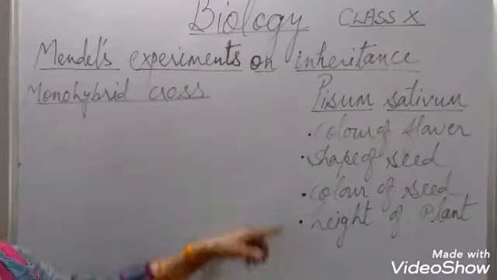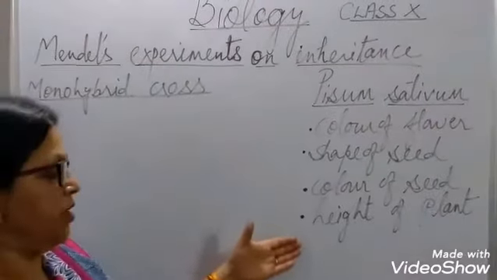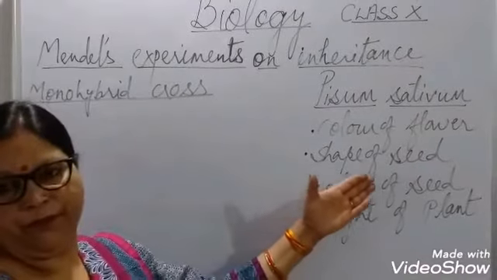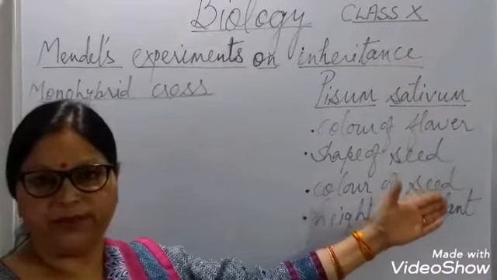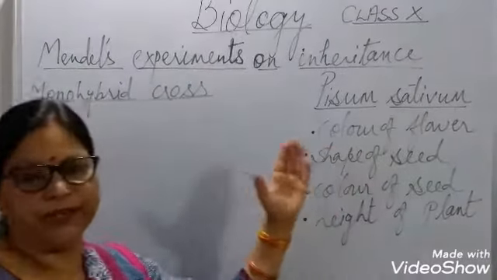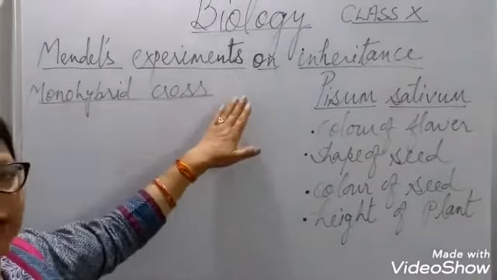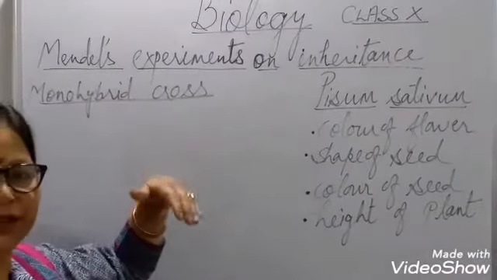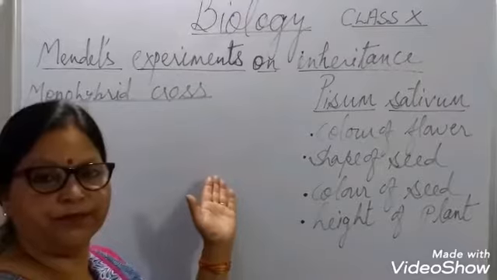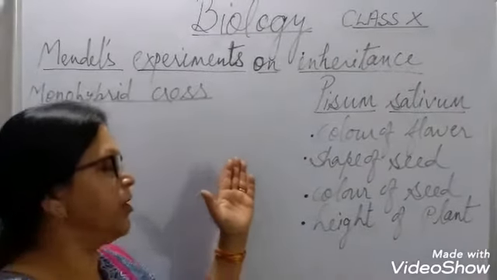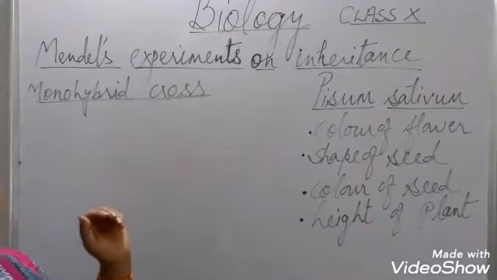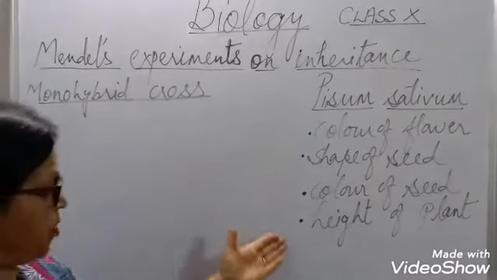Some of the reasons were that pea plant has many characters with forms called traits. Now, what is character and what are traits? You must know this. Any feature which is inherited from parents to offspring is known as character. And each character has 2 alternative forms. These 2 alternative forms are called traits. Now I'll explain you from here.